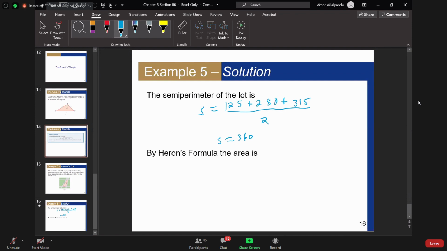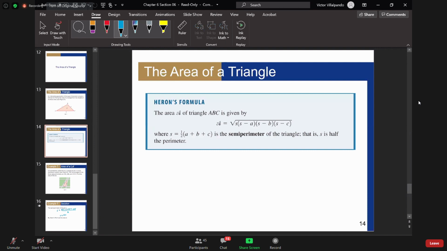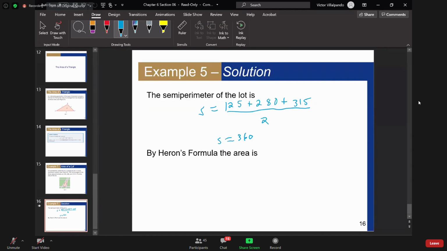So the formula is actually called Heron's formula. That's the formula there. I didn't say it. Sorry, I did not give credit to the gentleman who discovered the formula, proved it. All right. So by the formula, let's go ahead and find the area.